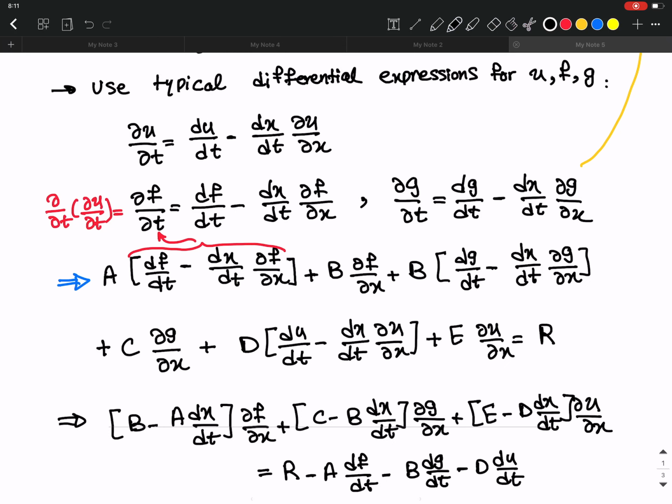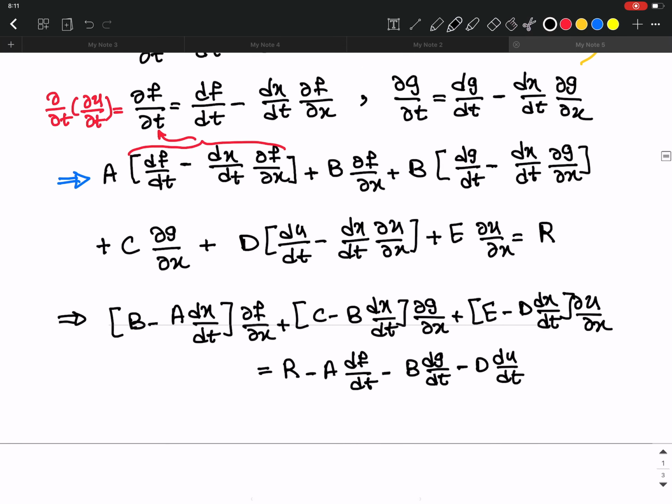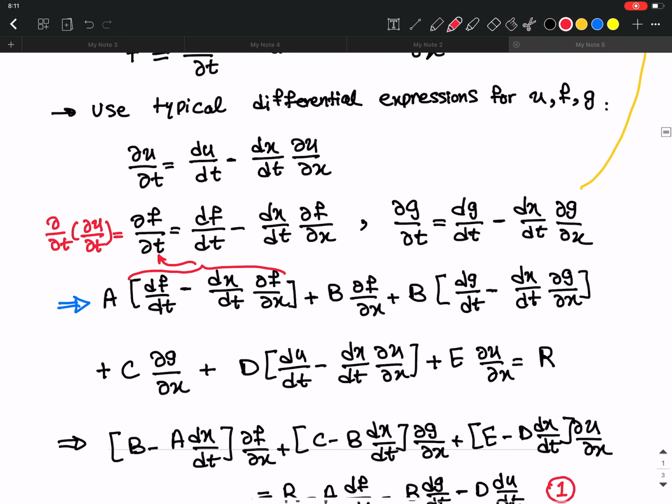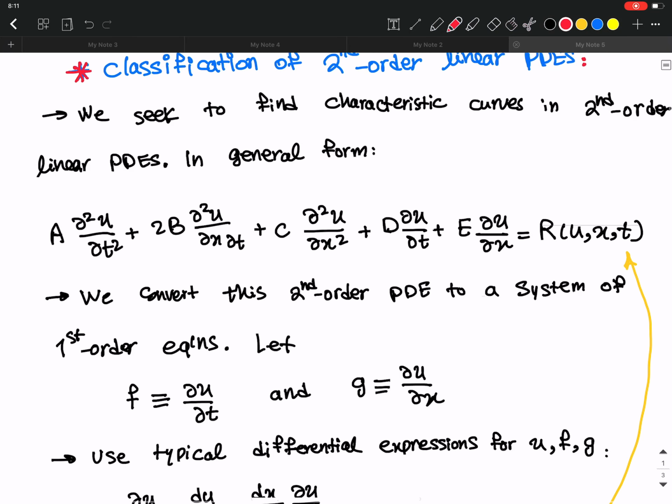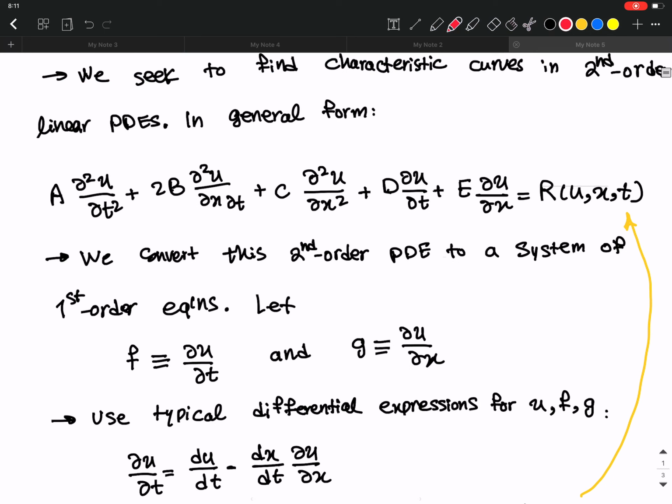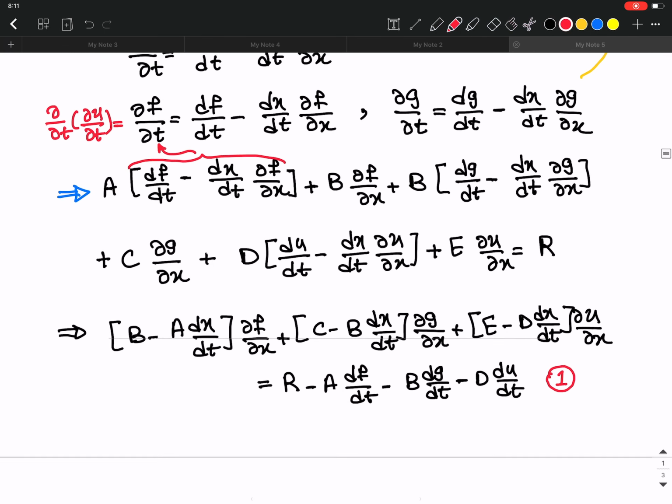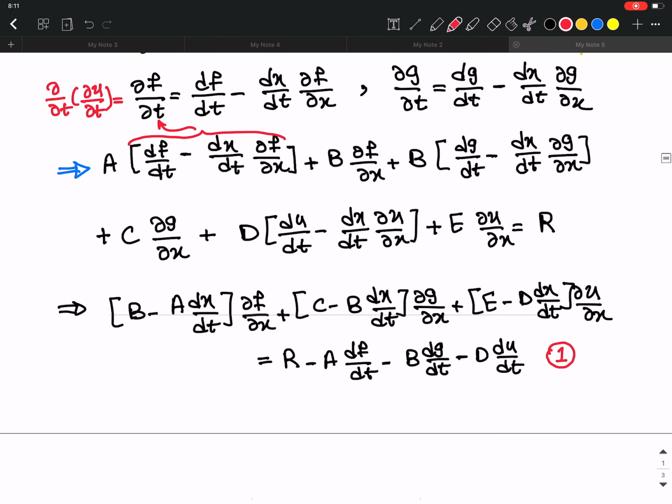So this is how I rearranged the terms and manipulated them. And so we name this as equation one. Okay, so what you see here, we actually have converted the second order PDE, linear PDE, into a first order PDE, right? So this is a first order PDE.